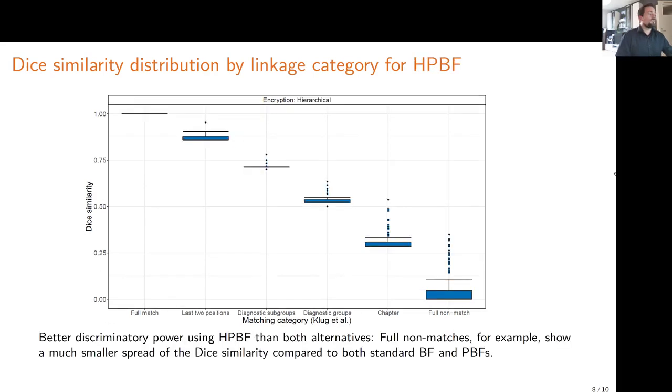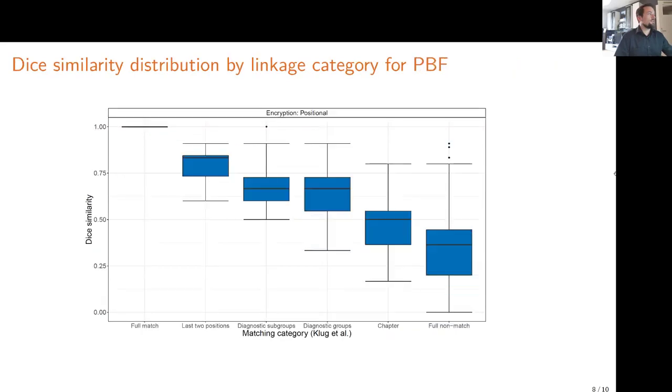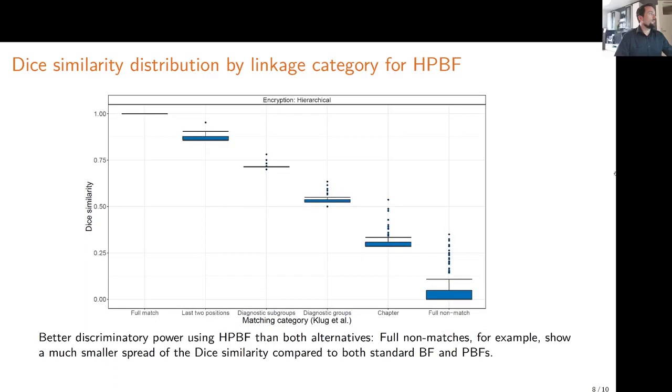In contrast, these are the hierarchical Bloom filters, where you can see that they are very much able to make a distinction between these linkage categories. You can see quite obviously that this is quite the improvement. For example, this shows that full non-matches are much, much closer to a 0 Dice similarity at the median than, say, the next category, where only the diagnostic chapter is wrong.